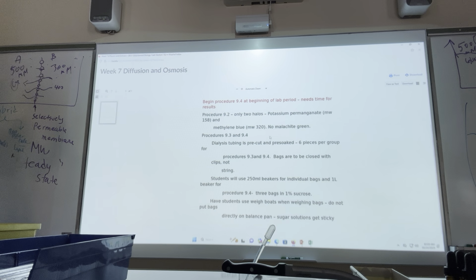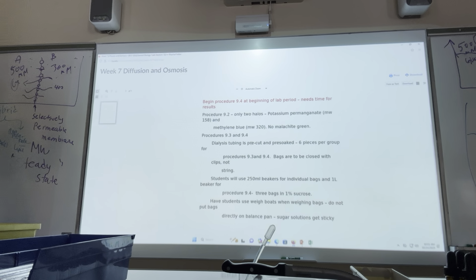It's very important. When you get to 9.2, you're going to use only two dyes. The potassium permanganate, and it tells you the molecular weight is 158. Methylene blue has a molecular weight of 320. So obviously 320 compared to 158, you know which one weighs more. There will be no malachite green, so we're going to skip that part. For procedures 9.3 and 9.4, refer to this document.